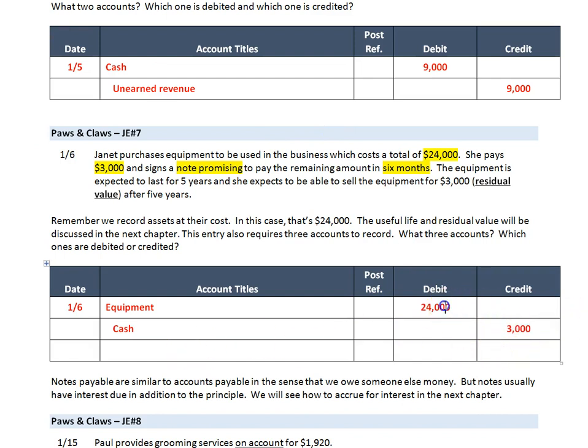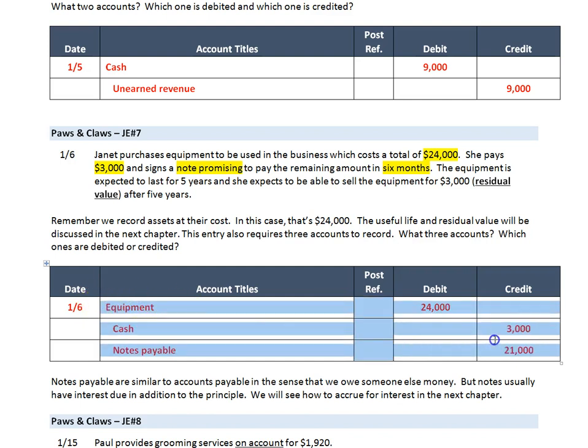Alright, but this doesn't balance out, right? The rest of the amount, it doesn't tell us the amount, but we can calculate it. 24,000 minus 3,000 is 21,000. And that's going to go to, in this case, we owe the note, so we're going to call it notes payable. So a transaction can involve more than 2 accounts. In this case, we see 3 accounts. There's no limit to how many accounts it can involve, but it has to involve at least 2. It can never involve just 1 account. Then the debits wouldn't equal credits.